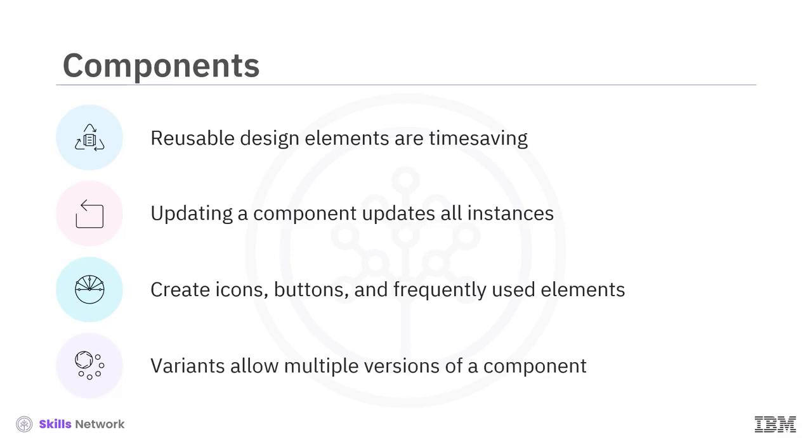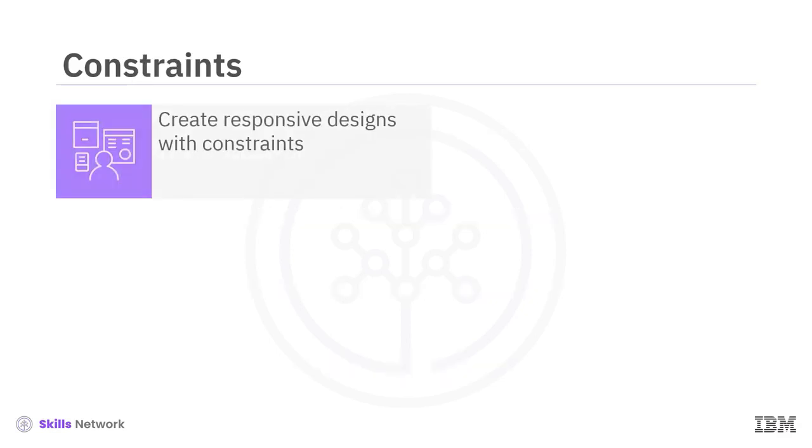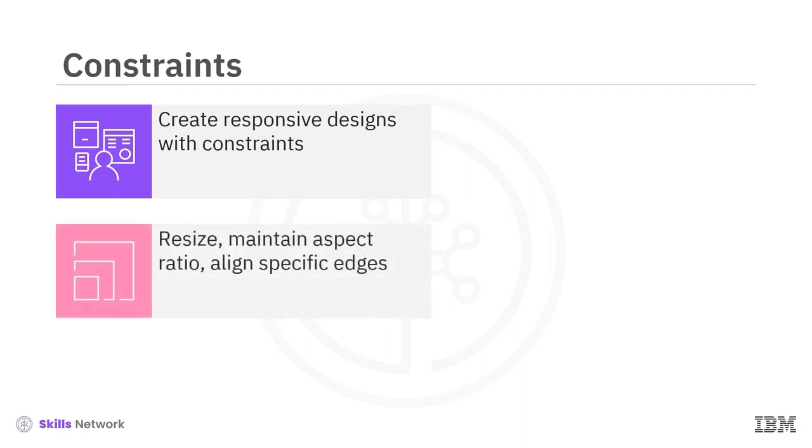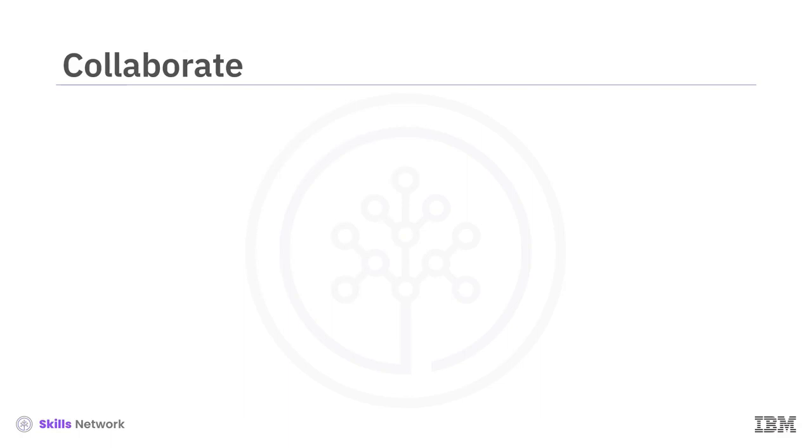Variants are components that allow for multiple versions of a component with different properties. Figma has a built-in library of components. Create your custom components to add to the library. You can create responsive designs which adapt to different screen sizes and orientations with the Constraints feature. Use constraints to define the behavior of design elements as they resize, maintaining their aspect ratio or aligning them to specific edges. Figma is a collaborative tool.